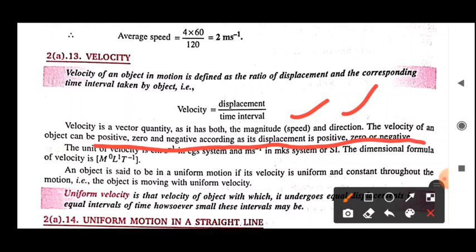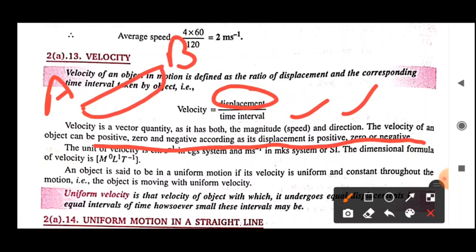You can see the velocity of any object can be positive, 0 and negative according to displacement. Displacement can be 0 if the body is not going anywhere. In another case, suppose a body is going from A to B and again returning from B to A. Then the final and initial positions are the same. You take the difference and find displacement 0. As displacement is 0, velocity will be 0.